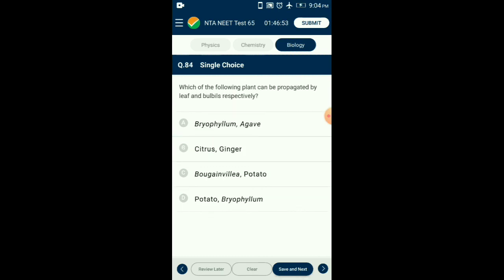Question number 84. Which of the following plants can be propagated by leaf and bulbils respectively? It is a kind of vegetative reproduction. It occurs by structures known as vegetative propagules. Rhizome, example ginger. Eyes or buds, example potato. Bulbils, example agave. Leaf buds: adventitious buds arise from the notches present in the margins of leaves, example bryophyllum. Offset, example water hyacinth. So the answer for this question is option A, bryophyllum and agave.